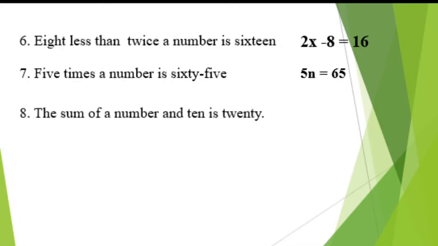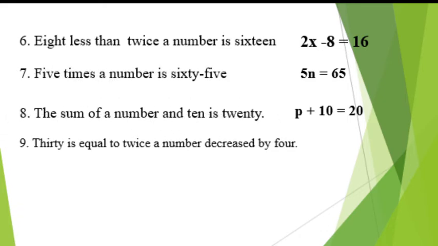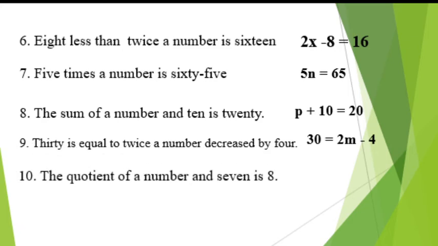The sum of a number and 10 is 20. That is p plus 10 is equals to 20. 30 is equal to twice a number decreased by 4. That is 30 equals 2m minus 4. And the quotient of a number and 7 is 8. So that is x over 7 or x divided by 7 equals 8.